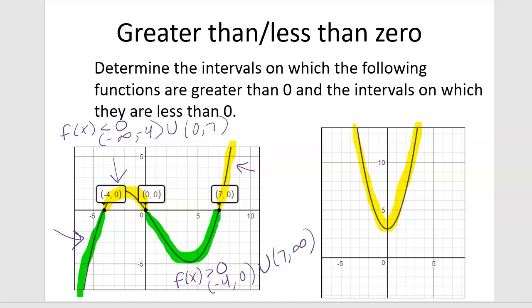All right, moving on to this graph here. For f of x is less than 0, that's none, or no solution. There's no green part on this graph. There's nothing below the x-axis. And for f of x greater than 0, it's the whole graph. So you just say -∞ to +∞, representing the entire domain of the graph is all above the x-axis.